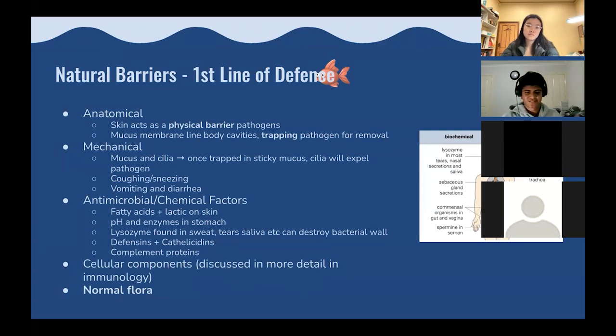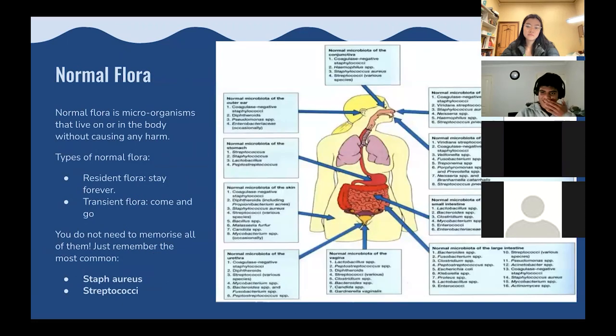So cellular components is discussed in way more detail in immunology. Now, normal flora is really important. So I think that's on the next slide. Otherwise, I'll discuss it. Yeah, okay. This is a pretty gigantic image. I think you don't need to know everything in this image. Obviously, that would be way too much. But kind of getting an understanding of how normal flora work and the fact that we have a large quantity of microorganisms that just reside in our body.